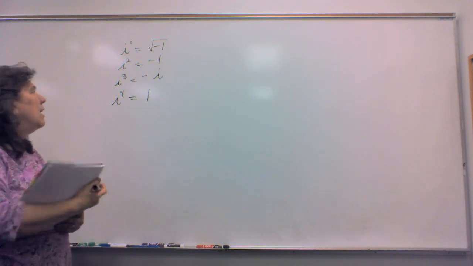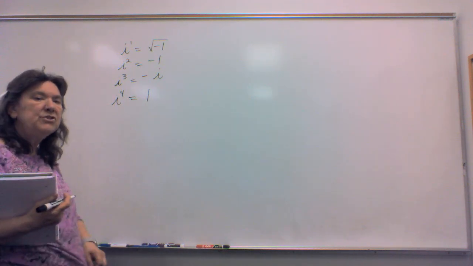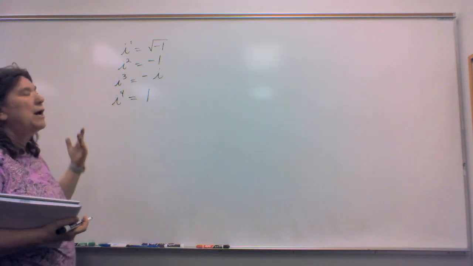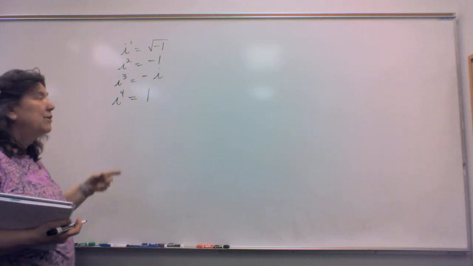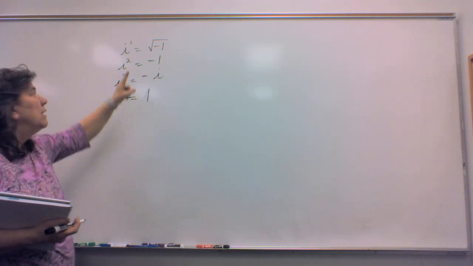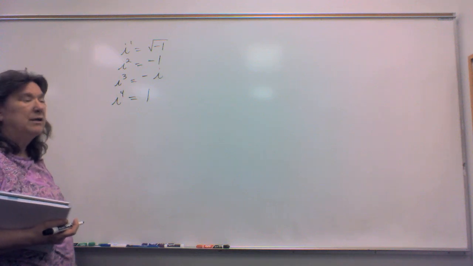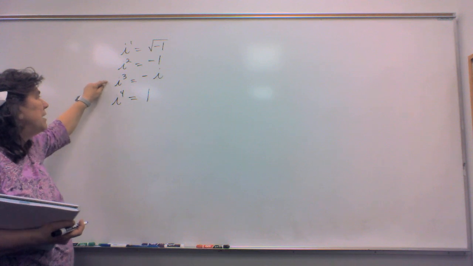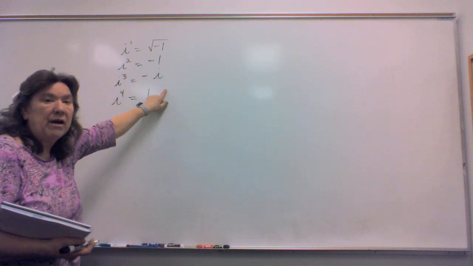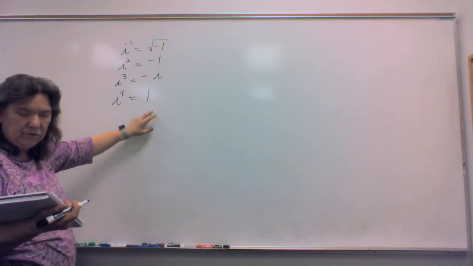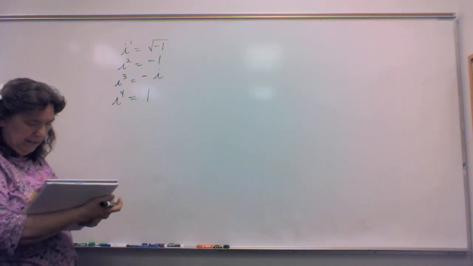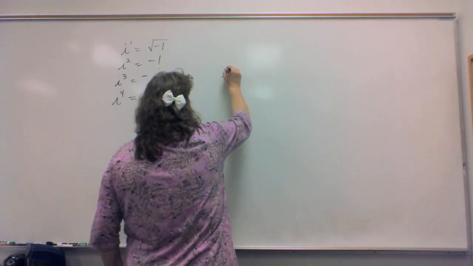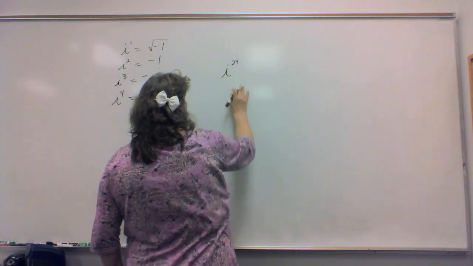So, all we have to do is do a division on the exponent and see which one is the remainder. If we have a remainder of 1, our answer is the square root of negative 1. If you have a remainder of 2, your answer is negative 1. Remainder of 3, the answer is negative i. Remainder of 4, the answer is 1. Okay? So, looking for larger powers of i, to the 24th.